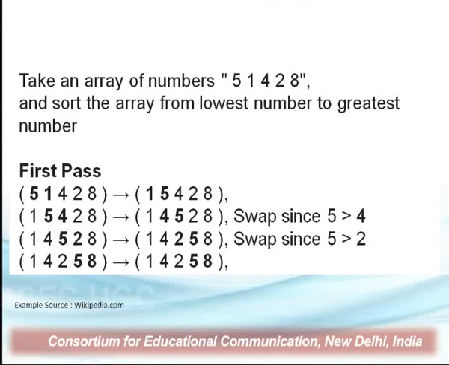So, 5 and 1 are compared and swapped, as this is not the right increasing order. 1 will take the place of 5 and 5 will take the place of 1. Now, the array is 1, 5, 4, 2, 8. Now, again the second element and the third element will be compared, and if in wrong order they will be swapped. That means 5 and 4 both are swapped. Now, array is 1, 4, 5, 2, 8.